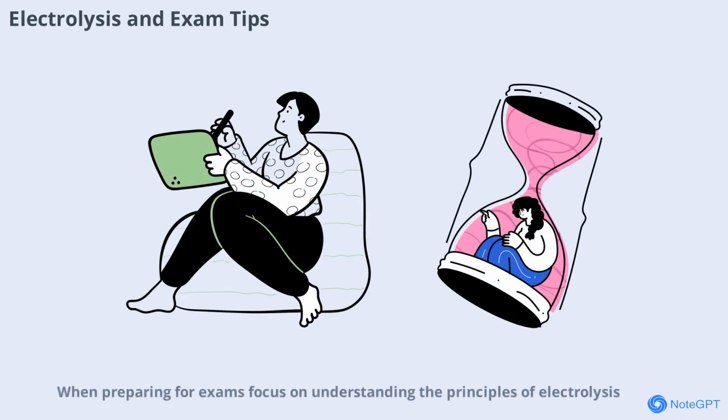In preparing for exams, focus on understanding the principles of electrolysis, practicing chemical equations, and memorizing key definitions. Pay attention to the differences between molten and aqueous electrolysis and be able to write half reactions for common compounds. Reviewing past papers and practicing calculations will boost your confidence and performance.